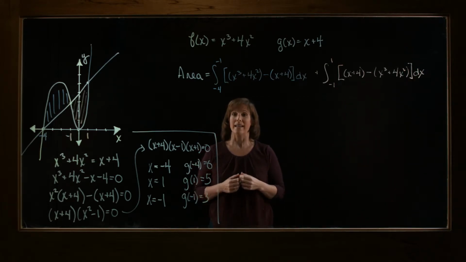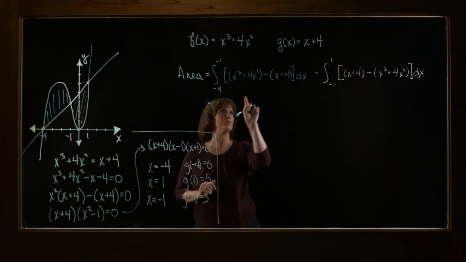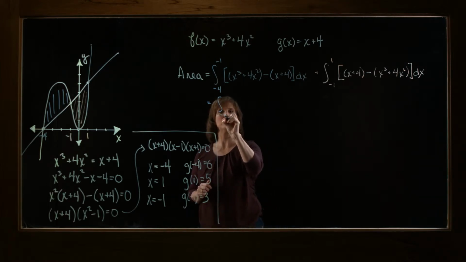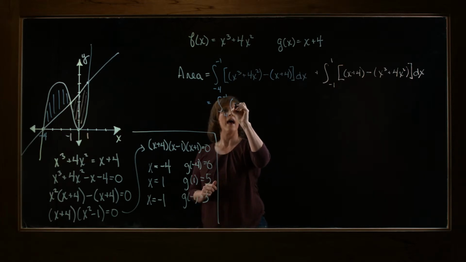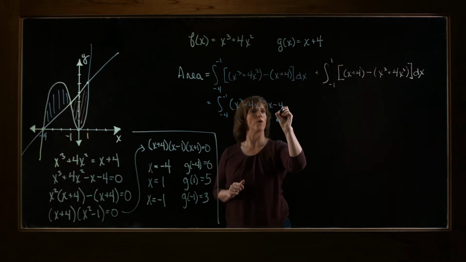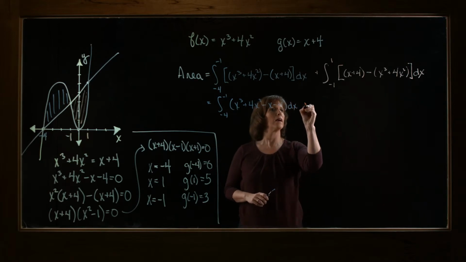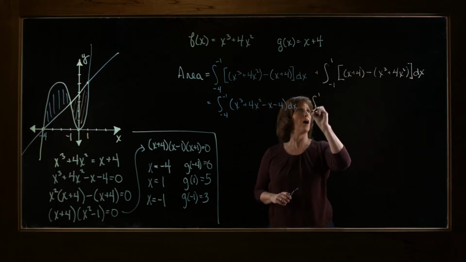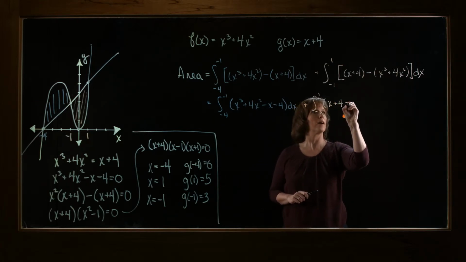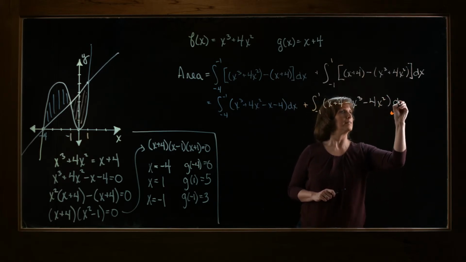Now that I have it set up, I need to begin my integration process. Maybe before I do that, I'll go ahead and distribute that negative across. So I've got the integral from -4 to -1 of x cubed plus 4x squared minus x minus 4 dx, plus the integral from -1 to +1, and again distributing the negative, I'll have x plus 4 minus x cubed minus 4x squared dx.